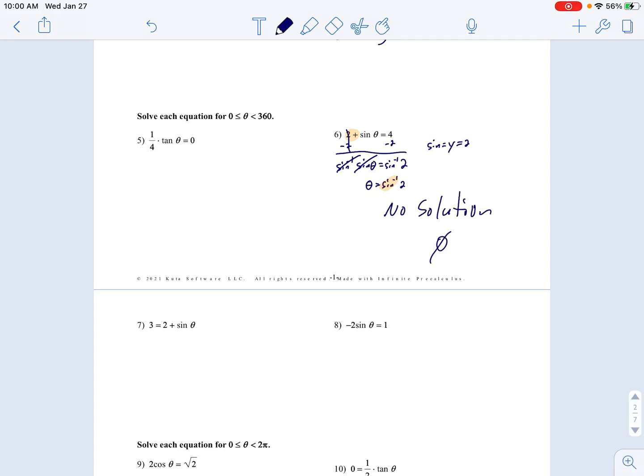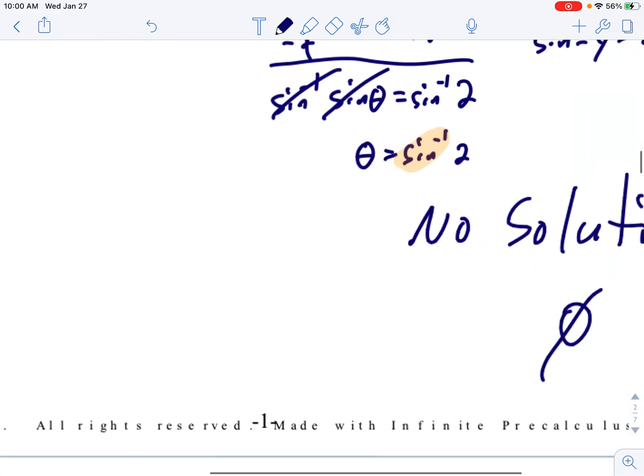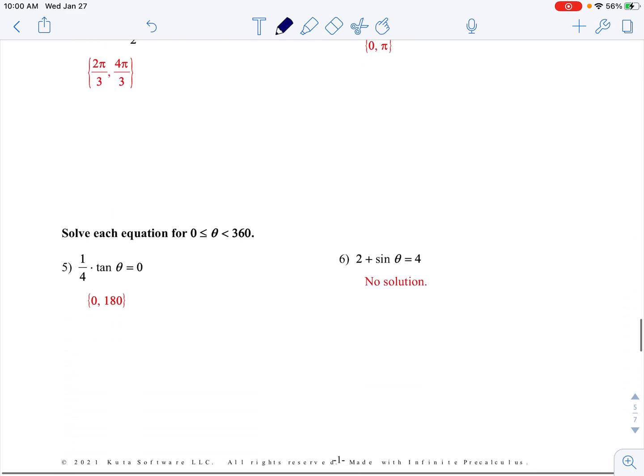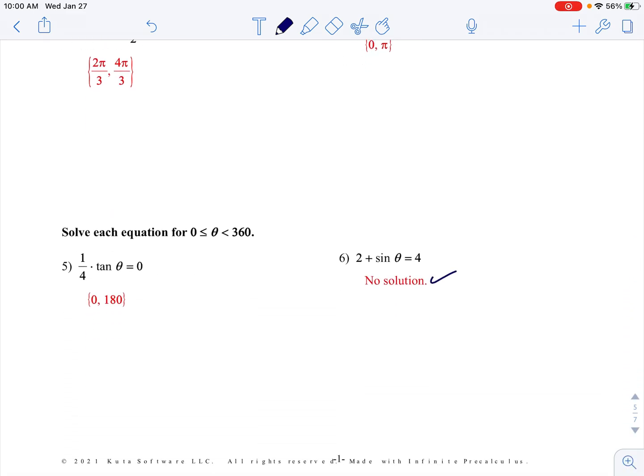Or remember, that's a symbol you can use for no solution. Not to be confused with theta, which has a horizontal line, but that's the no solution symbol. So let's look at number 6 and see if that's true, and there it is, no solution.